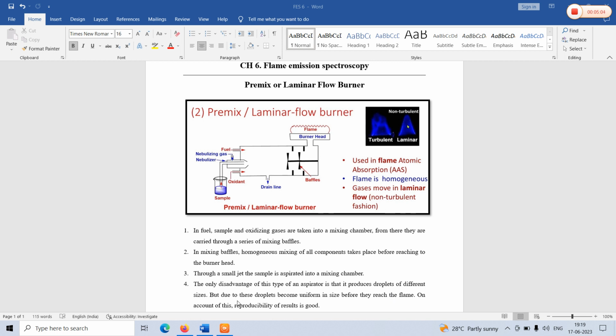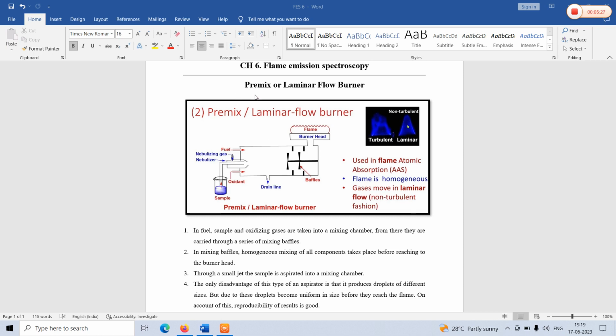On account of this, reproducibility of results is good. Because of the mixing chamber there is reproducibility in the result, and that is good for the analysis. So this is all about this premix or laminar flow burner.